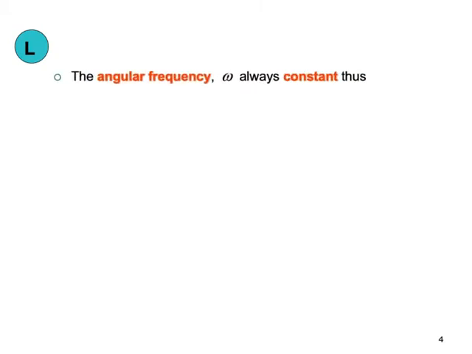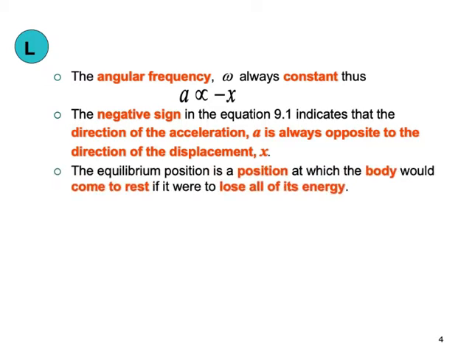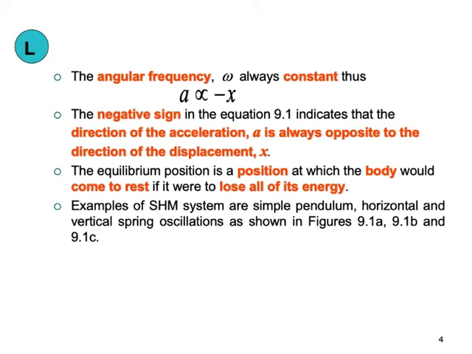The angular frequency omega is always constant, so a is directly proportional to negative x. The negative sign in the equation indicates that the direction of the acceleration a is always opposite to the direction of the displacement x. The equilibrium position is a position at which the body would come to rest if it were to lose all of its energy. Examples of simple harmonic motion systems are simple pendulum, horizontal, and vertical spring oscillations as shown in figure 9.1a, 9.1b, and 9.1c.